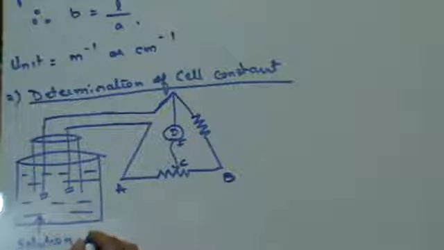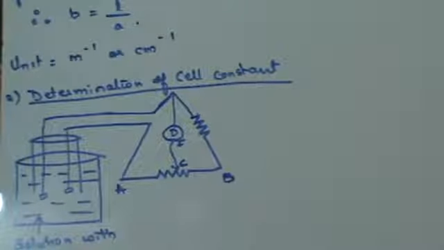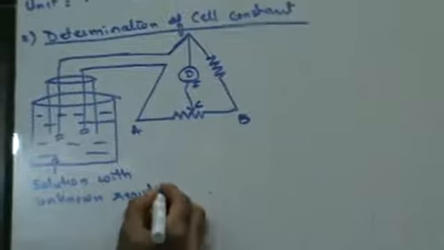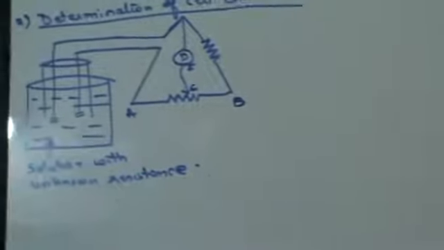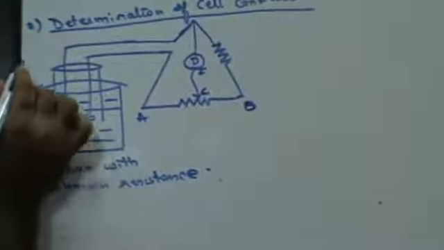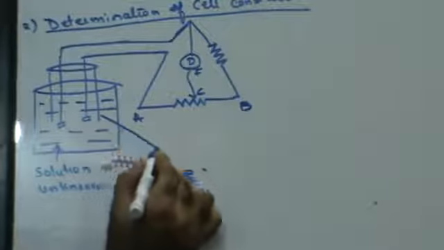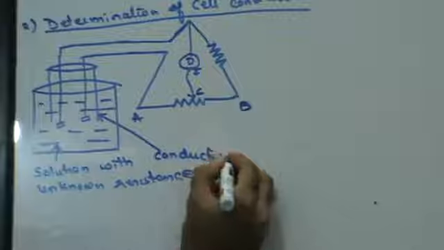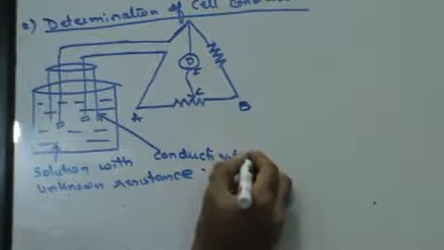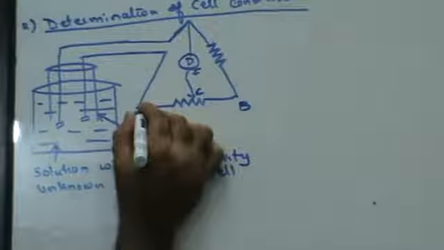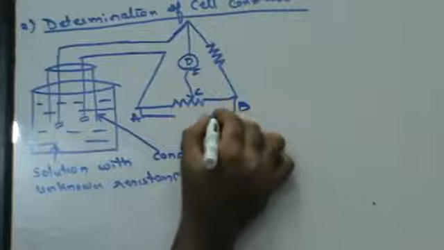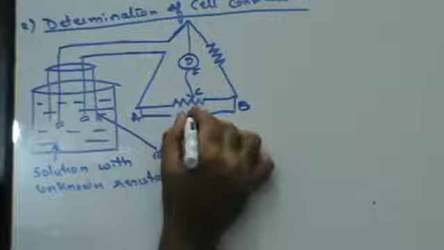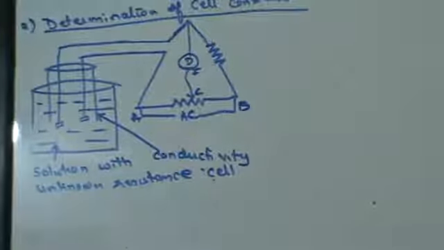Solution with unknown resistance. Right? This is your conductivity cell. Here I'm going to connect AC voltage and that's it. Right? Now let's try to see how does this work.